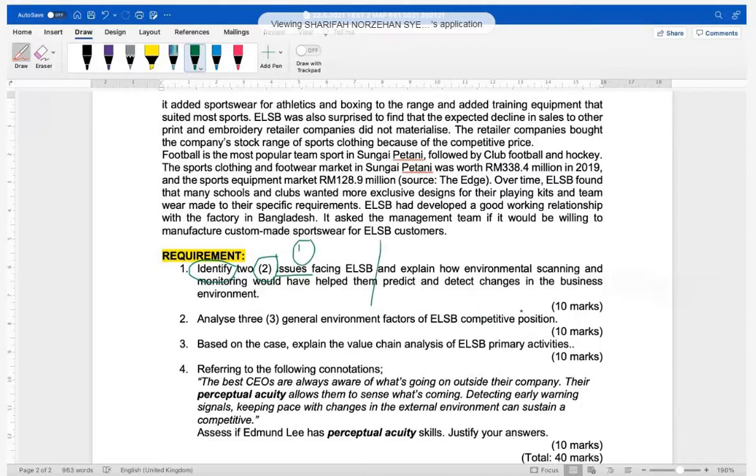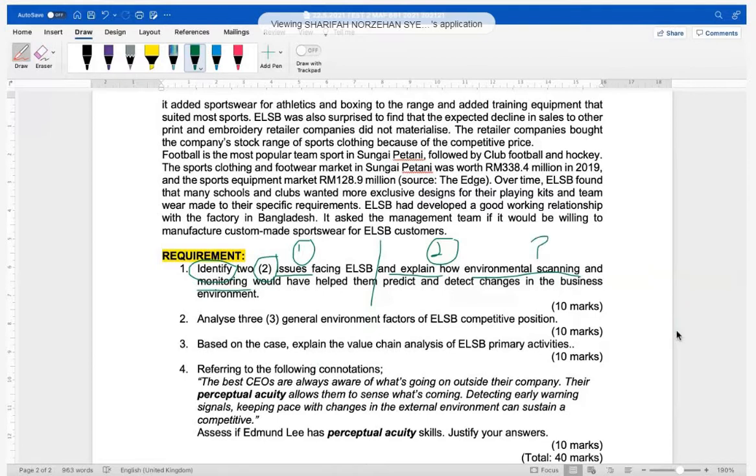Break your answer. And next is for you to explain. Explain how environmental scanning and monitoring would have helped them predict and detect changes in the business environment. The key thing inside this second part of the requirement is scanning and monitoring. You need to know what they are.